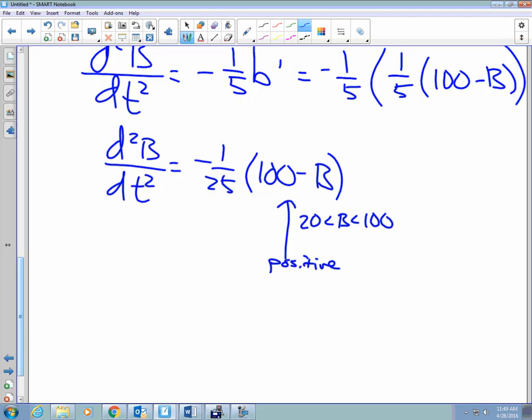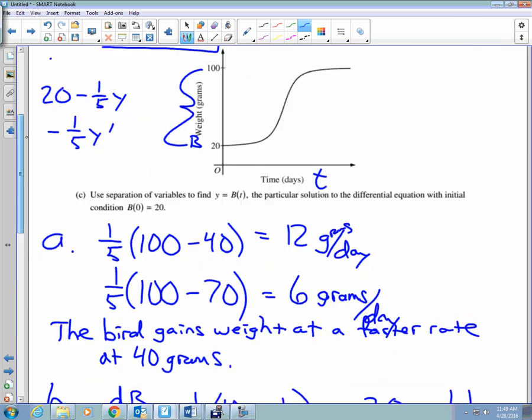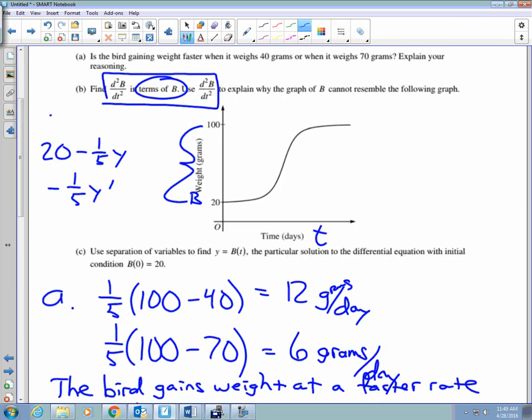Now let's look at Haley's statement, which is that this is negative. And a negative times a positive is a negative. So therefore, the second derivative is always negative, which means, graphically speaking, that the graph should always be concave down. Is this graph always concave down? No. This graph is concave up for certain values.